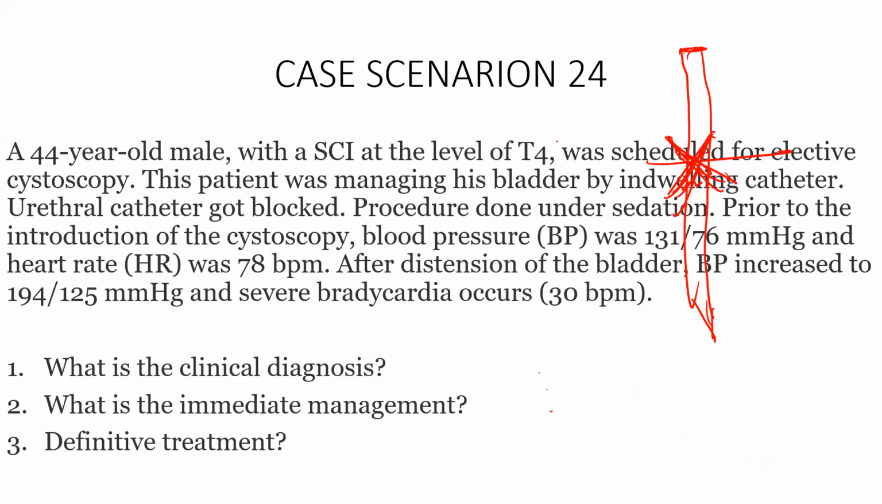Say, for example, this patient has a transection at the level of T4, which means below that the cord is useless, completely nothing. Now this patient has come for a cystoscopy because the urethral catheter got blocked. You're not giving any anesthesia, just sedation. You are introducing a cystoscope, and the bladder is getting distended.